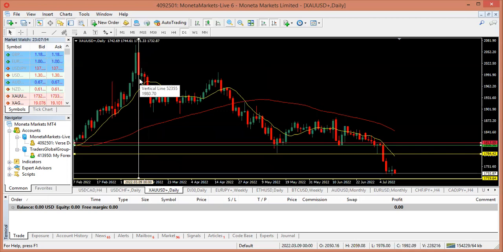This tells us that where this white vertical line is, this red candlestick, which is a bearish candlestick on a daily time frame, tells us how price behaved on the 9th of March 2022. How did I know it is 9th of March 2022? Follow my mouse. Look down here. What did you see?